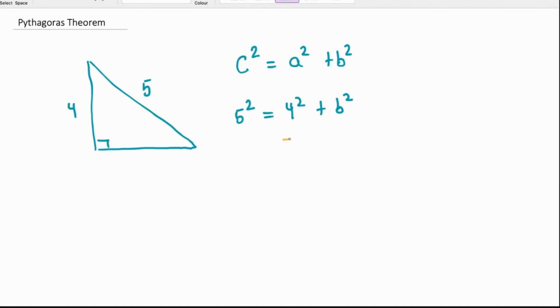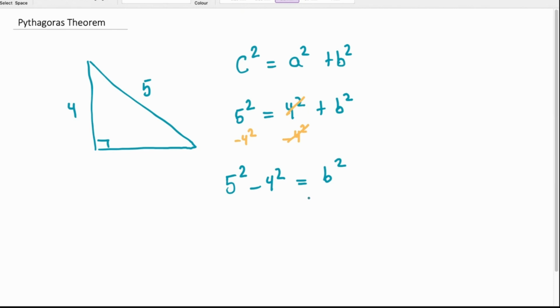So let's go ahead and do that. Minus 4 squared, minus 4 squared. Now this 4 squared and this minus 4 squared will cancel on the right hand side, leaving me with 5 squared minus 4 squared on the left hand side is equal to B squared on the right hand side. Now from here, again we can see I just want our shorter side of just B. That means I need to get rid of this squared over here.